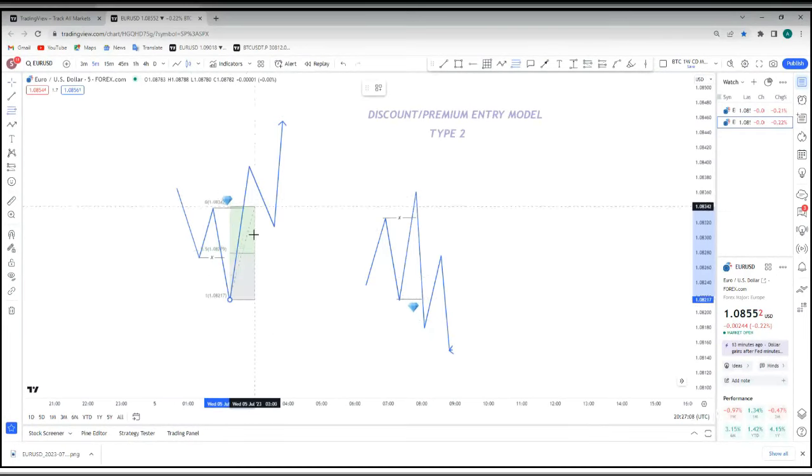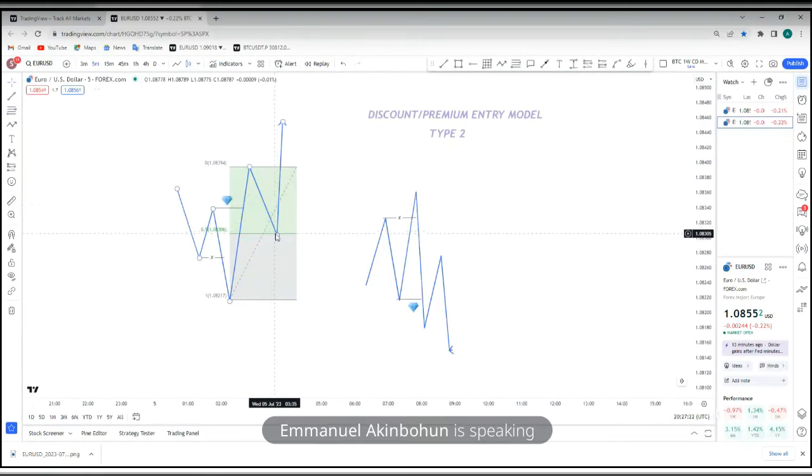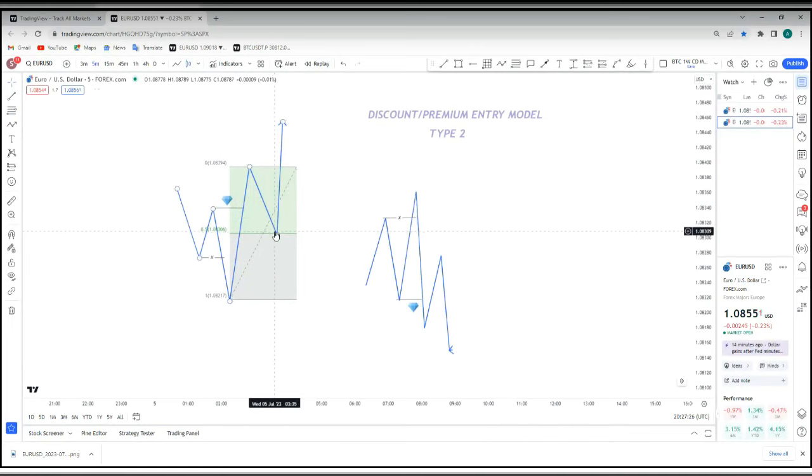From this low to the high, so this high. And you expect price to come to 50% of it to continue the trend. So this 50% will be your entry. You wait for confirmation on lower time frame at the 50% zone. So the 50% will be your entry.